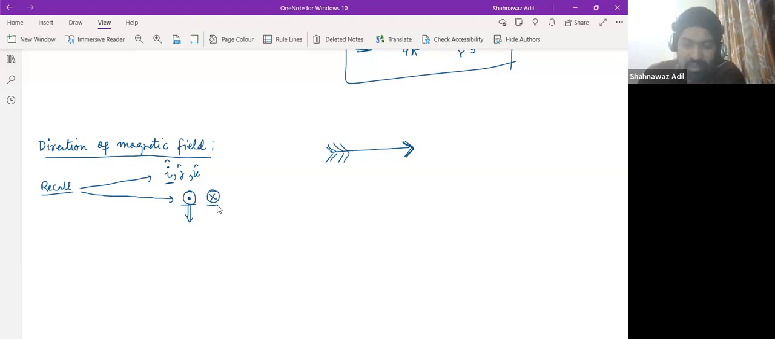Let's say the arrow is coming at you, not the actual arrow. Just imagine, right? So what part will you see? The tip. So the tip would be like this, right? The point. So this is coming at you, which means out, right? So this is the outward direction.